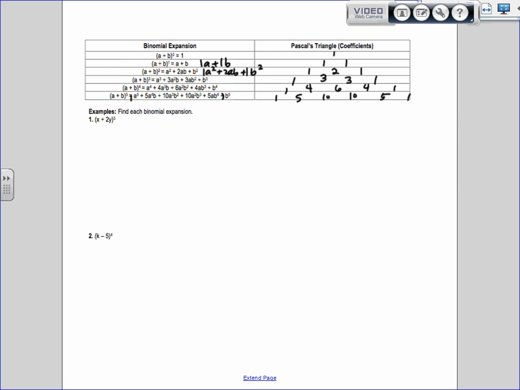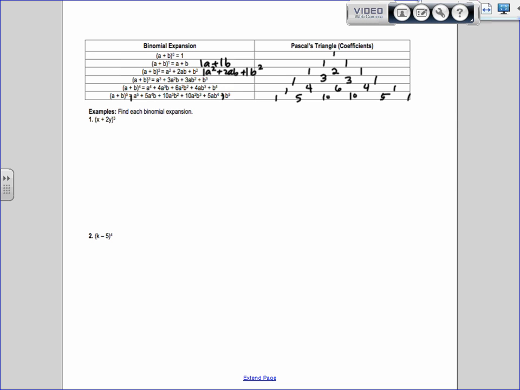Now you could always do it 3 times, like we talked about, FOILing it out. But when you have (x + 2y) to the 5th, that's not very fun. You don't want to do that. It's raised to like the 5th or 6th or whatever. You want to go the shortcut. Okay, so find each binomial expansion.